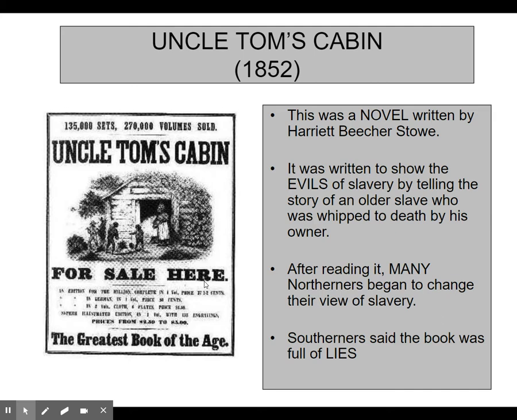And so when people in the North read this book, it incensed them. They were not a fan of slavery, but this book gave them even more reason to hate it. And of course, the South, when they read the book, their response was that it's all lies. Right? So this was another step toward the Civil War. It changed people's hearts about slavery.